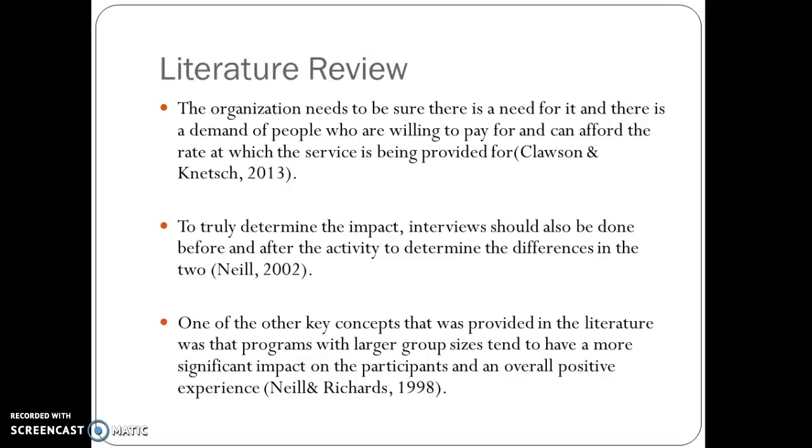There's many different sources that I looked at in the literature, but these are the 3 that I wanted to point out indirectly relating to this. The first one, the organization needs to be sure that there's a need for the program and if there's a demand of people who are willing to pay for it and can afford the rate at which the service is being provided for. This is directly related to UREC Hikes because if they don't have that market of people who are wanting to go on hikes and who are willing to pay to go on this guided hike, then they won't have anyone coming to their program.